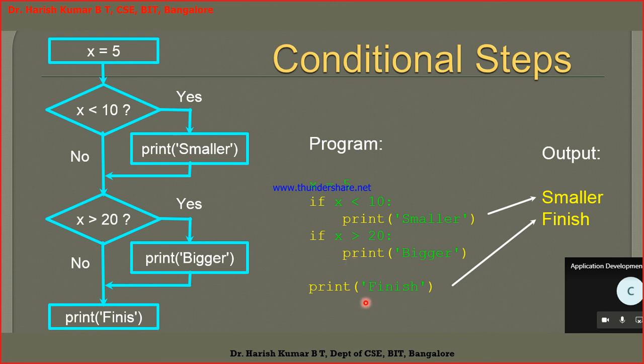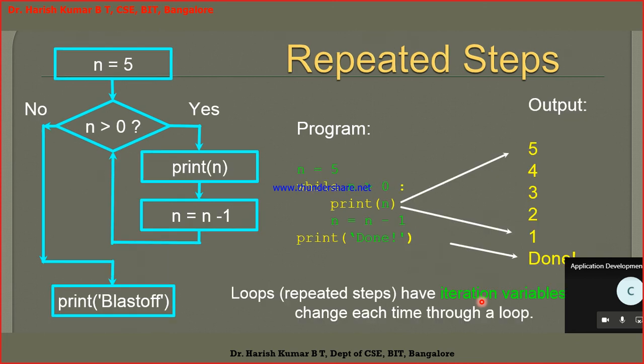Why? Because this statement is no longer under the control of these two conditional statements. This is just outside the control of these two conditional statements. Whereas this print and this print are under the control of these two conditional statements, and they get executed only if the condition is true. Where the condition is false, that statement gets skipped. So this is what the conditional is.